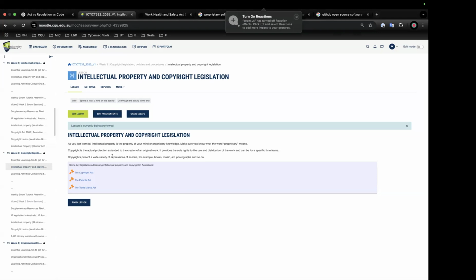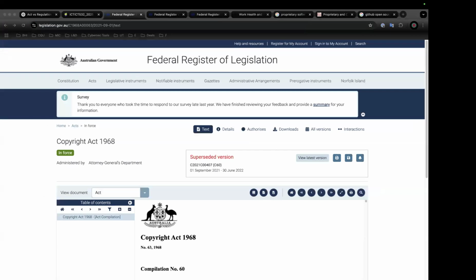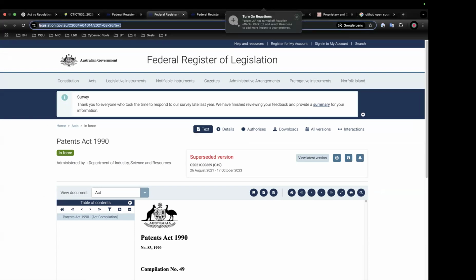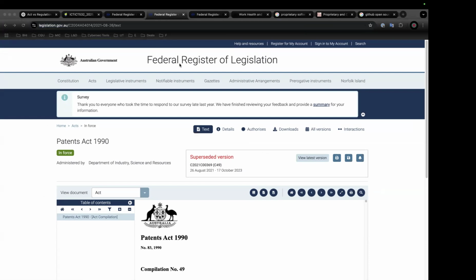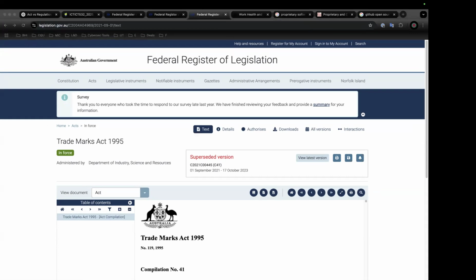So let's quickly jump into the next bit here. I think the next bit was talking about the different types of legislation. Did anyone have a chance to read through these acts and want to quickly discuss them? I'll paste it in the chat as well, so you have a reference. And the last one here. So maybe let's quickly discuss the Copyright Act one.